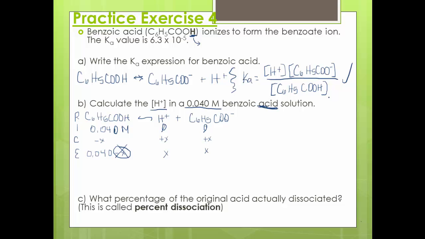So we have our whole rice table filled out, and now we're going to substitute this final equilibrium line up into the K expression. And we're also going to substitute our value for Ka. We know what Ka is. They told us up here. It's 6.3 times 10 to the negative fifth. So 6.3 times 10 to the negative fifth equals X squared over 0.040. Okay, so now we go grab our calculator.